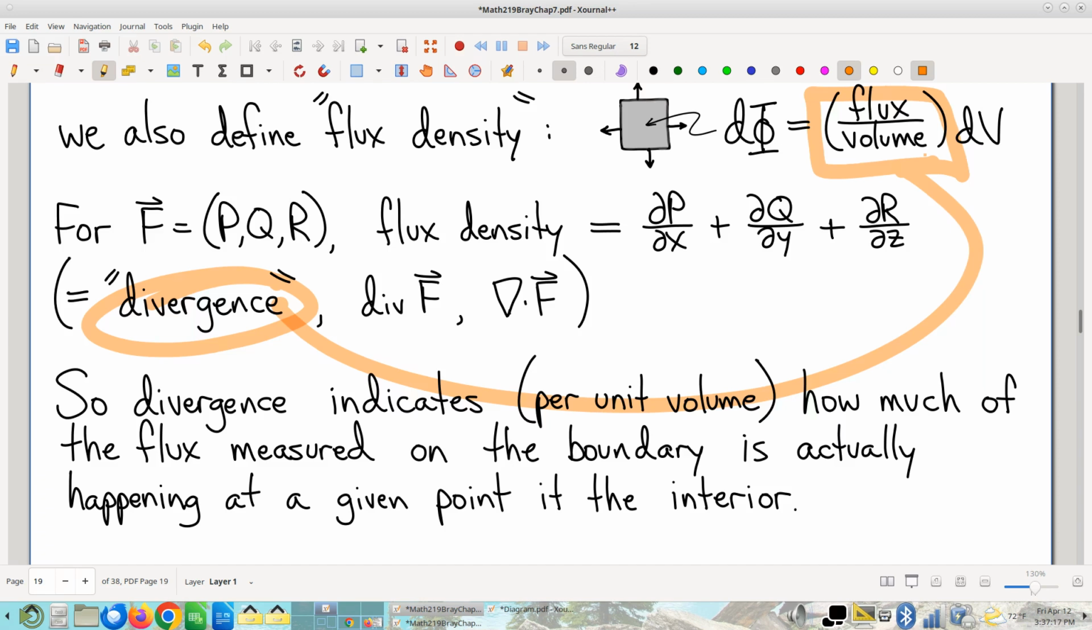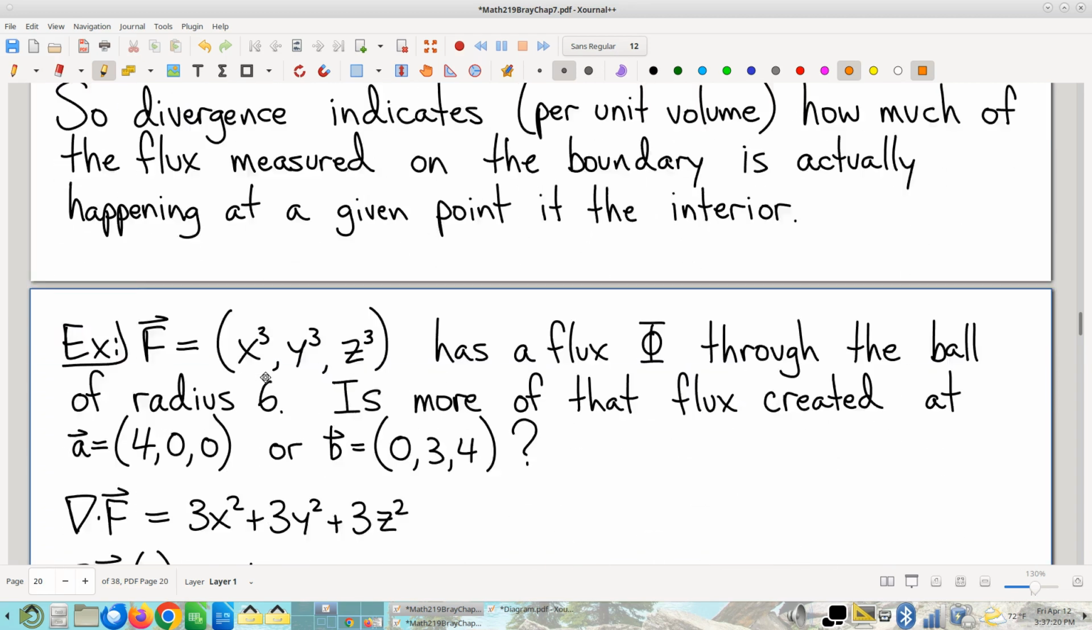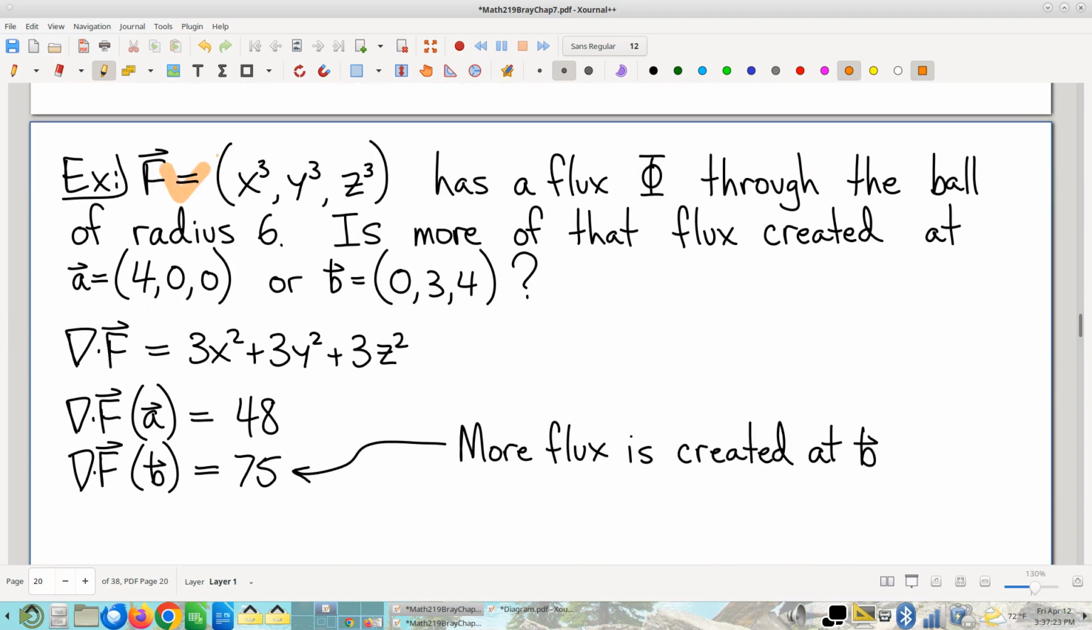Okay. Now let's see an example. Here we go. We have a vector field. This vector field through a surface, ball of radius 6, will generate a certain amount of flux. I suppose you could even compute that amount of flux. We don't need to compute that amount of flux for this example, but you could. So given that vector field, given that there is a certain amount of flux that's being generated here, where is that flux coming from? And of course, it's not coming from the boundary of the solid that we're measuring it on. It comes from the interior.